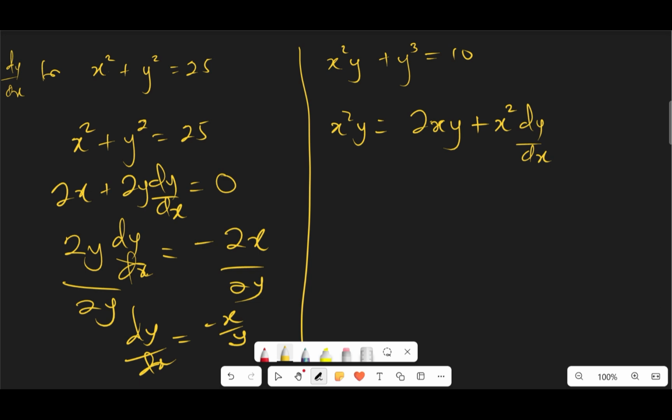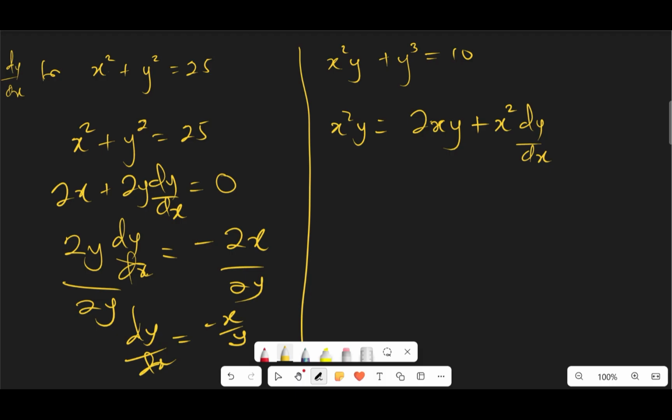I hope it's clear. So we differentiate the x squared, then we maintain the y. Then we come and maintain the x squared and differentiate the y. So that is what it means.